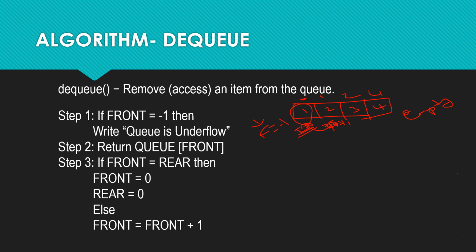And again, if I want to delete an element, I can perform it only at the front. So I can delete the element 2, and again my front position will move to the third position. Now my front will be 3. I am just incrementing the front position when I am deleting an element from the queue. This is the step we can use to dequeue an element from the queue.